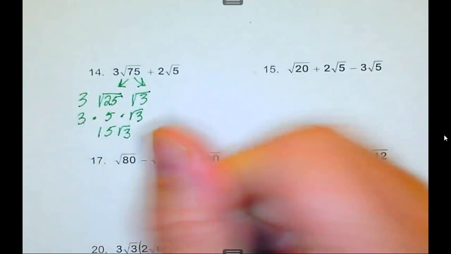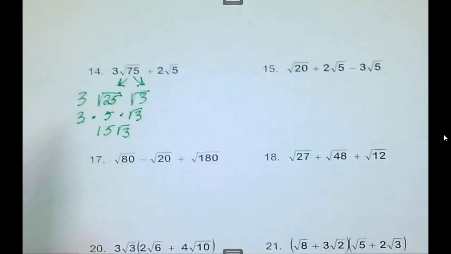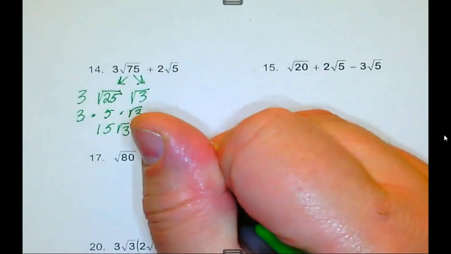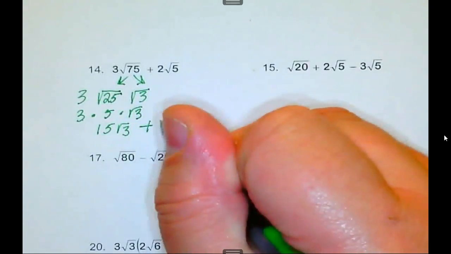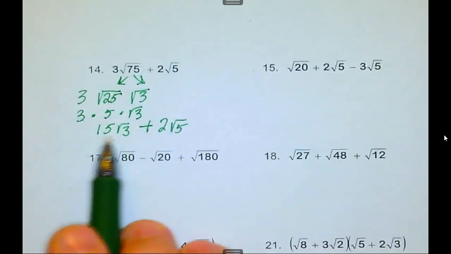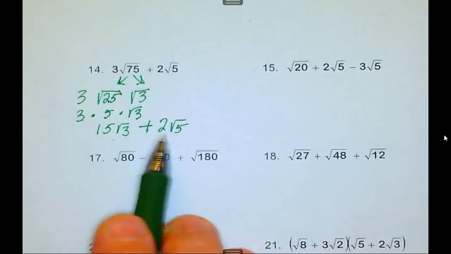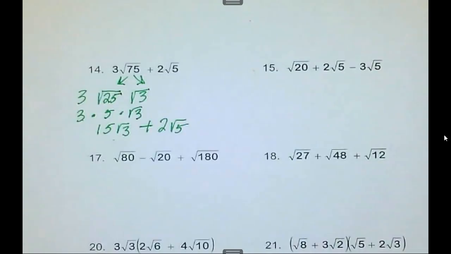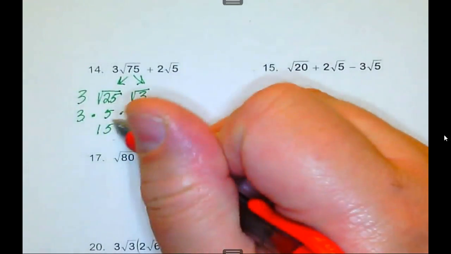Radical 3. How about 2 radical 5? Can I break that down any further? Nope. Plus 2 radical 5. Can I combine these? No. They're not the same radical. So I'm done.